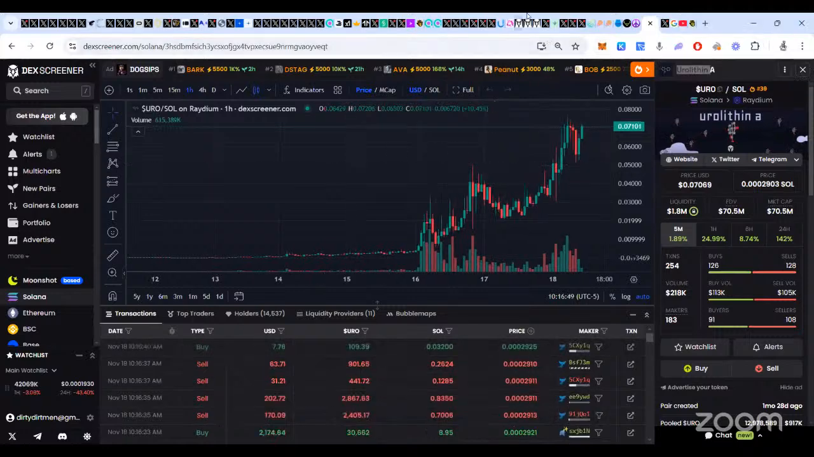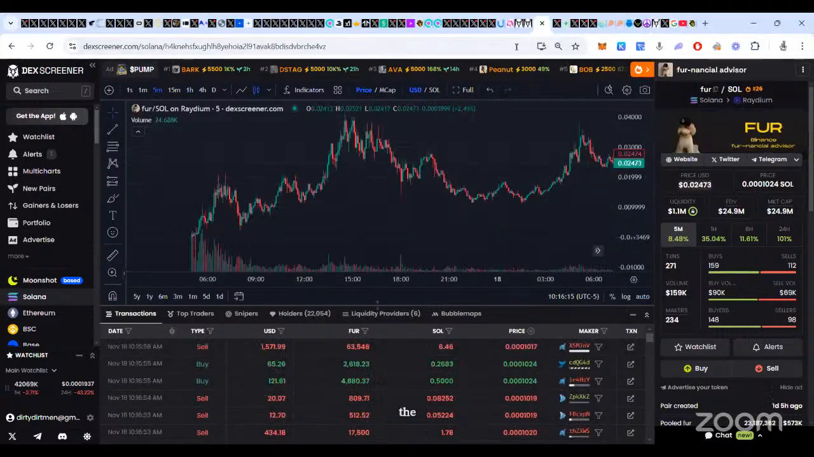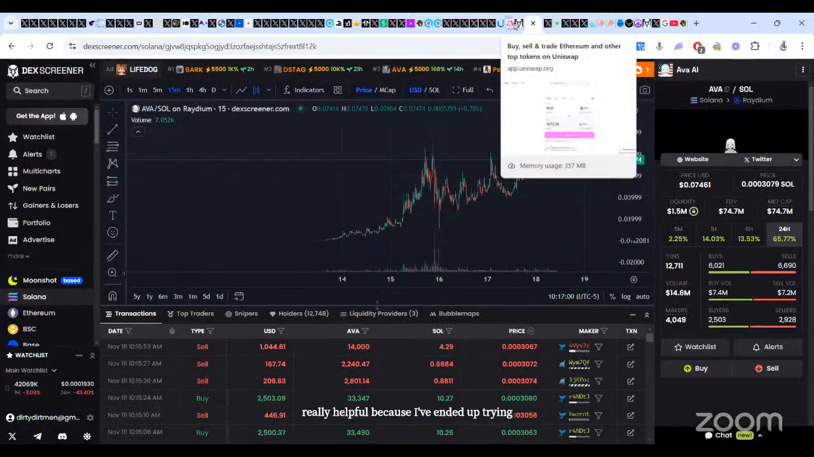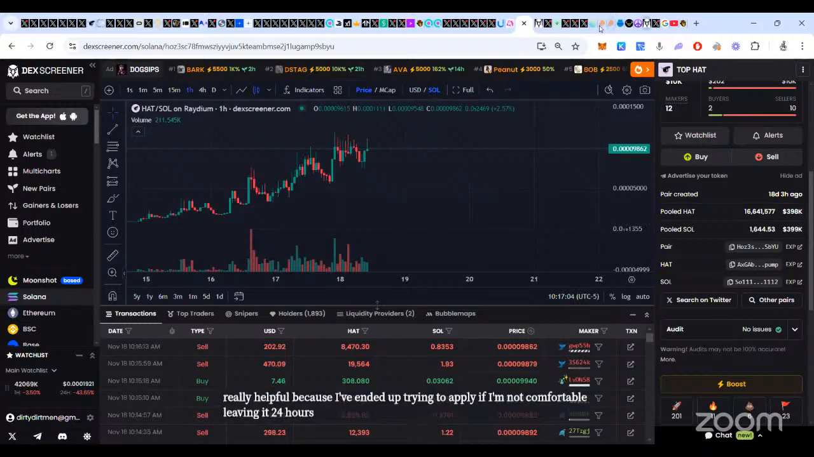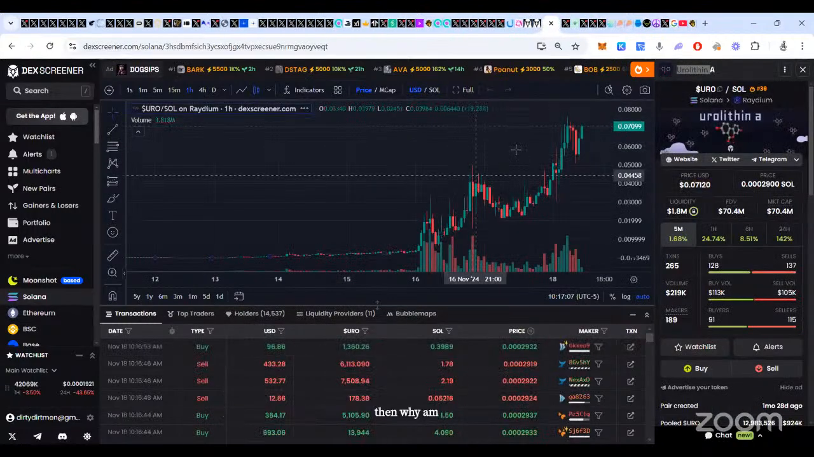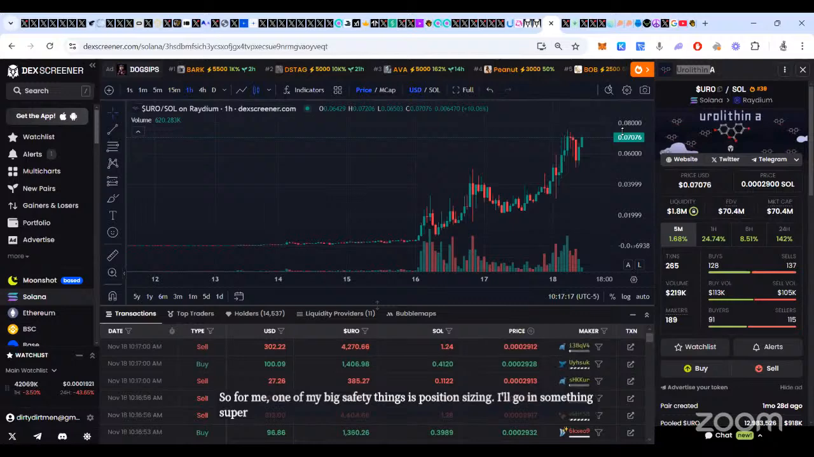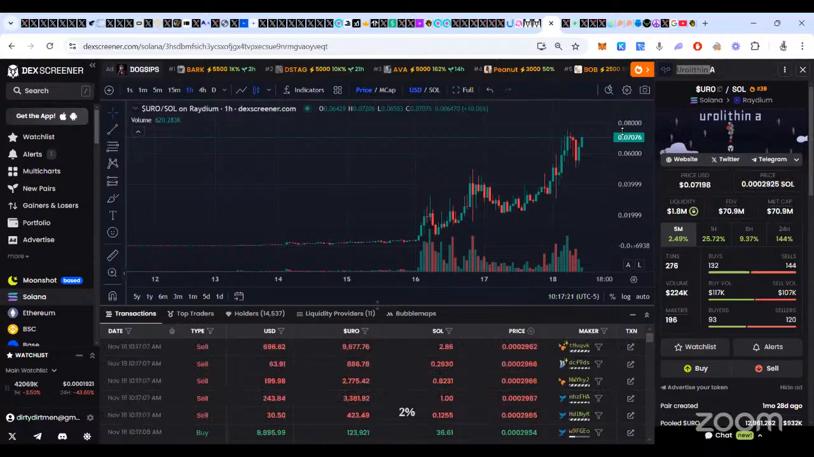I find the overnight and weekend trades, the ones I leave, really helpful, because I've ended up applying this: if I'm not comfortable leaving it 24 hours, then why am I in it? Exactly. And then I've position sized. One of my big safety things is position sizing. I'll go into something super degen because I've got like 2% of my DLMing portfolio in it, and I just don't care. I've started using position sizing an awful lot as part of my risk control.